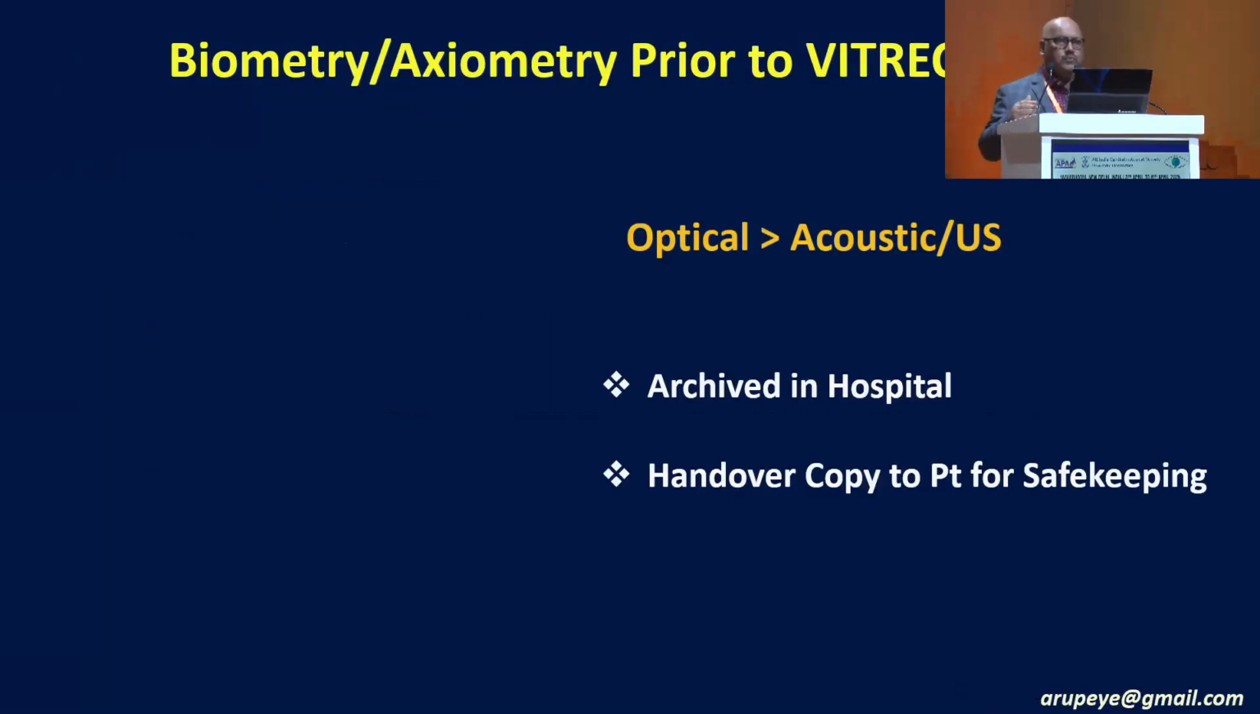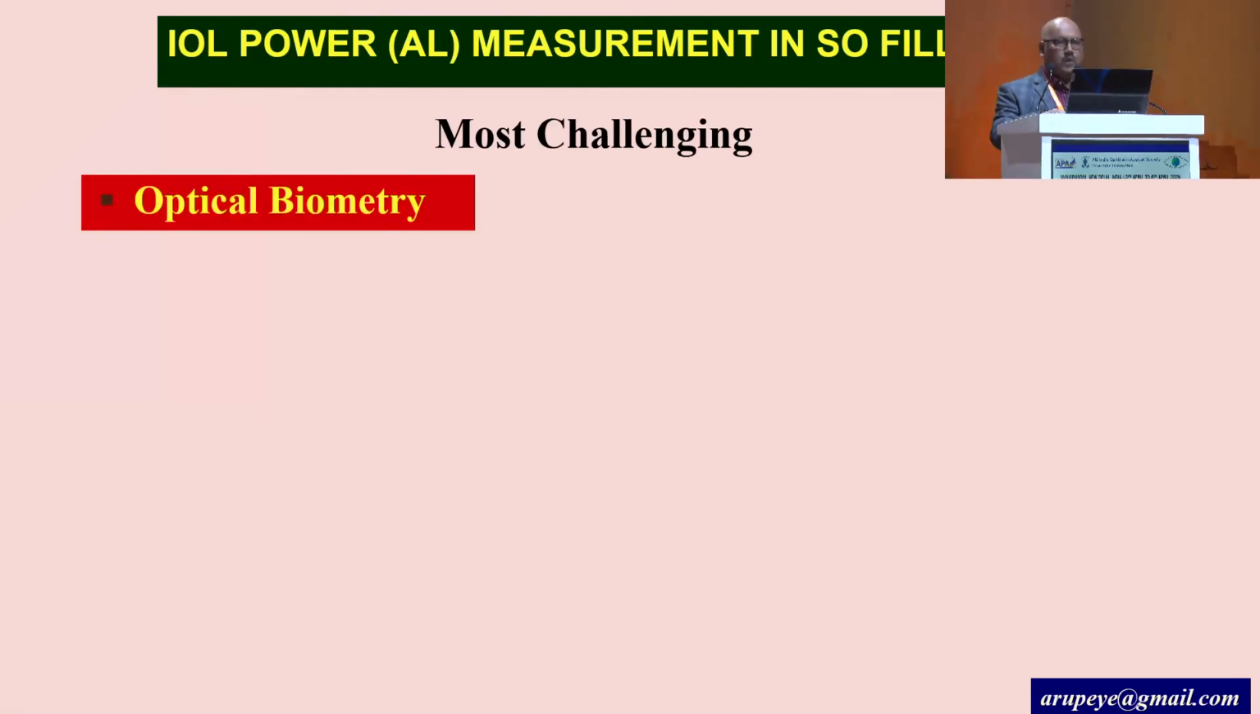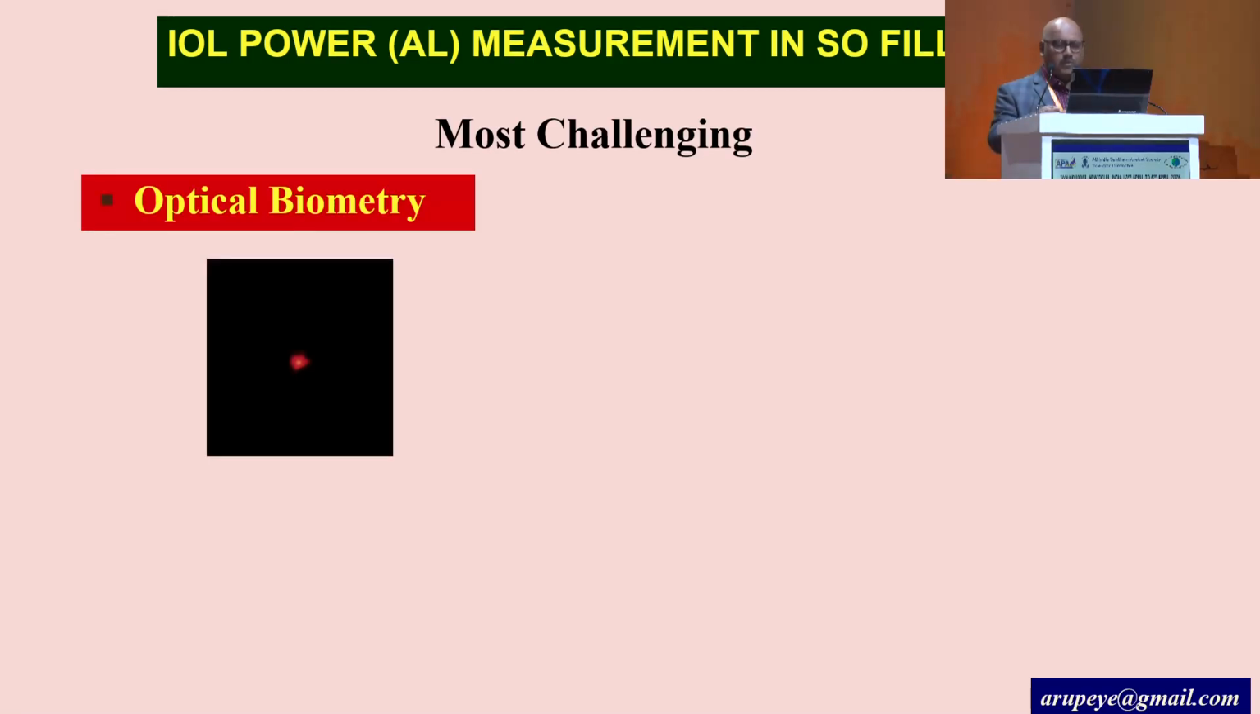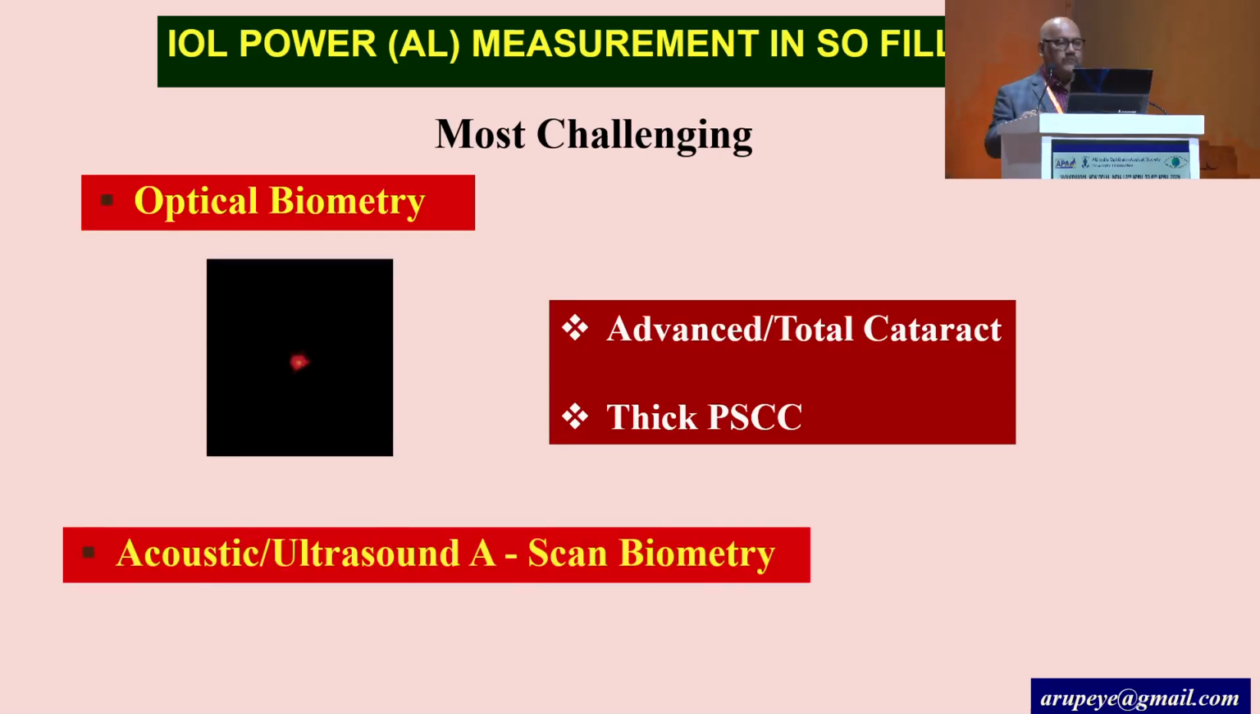So it would be best to do a prophylactic step. Whenever we have a patient who is scheduled for vitrectomy, we invariably perform an optical biometry if that is possible, and if it is not possible, then we do an ultrasonic biometry. The results are archived in the hospital, and a copy is also handed over to the patient for safekeeping. Now, there may be situations where a patient has been operated elsewhere, there's silicone oil fill, and we don't have the axial length data. So I would perform an optical biometry in the silicone oil mode and get my values. But optical biometry may not work in certain situations, if the patient has fixation issues, or if there's an advanced or total cataract or thick posterior subcapsular cataract, then you have to perform an A-scan biometry.